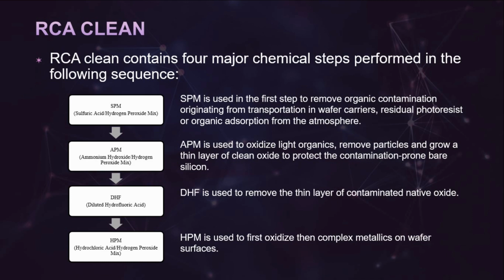And the last step is HPM. HPM is used to first oxidize, then complex metallics on the wafer surface. The material used in this step is hydrochloric acid and hydrogen peroxide mix.